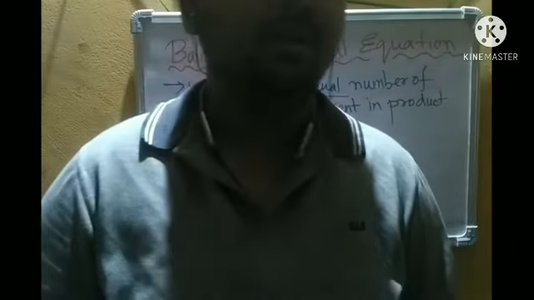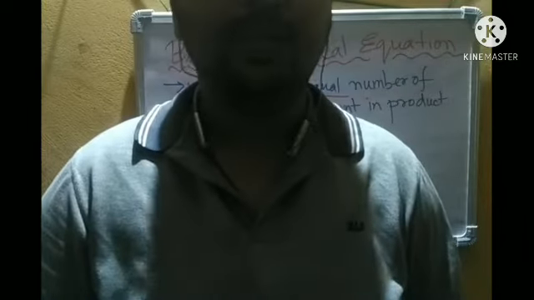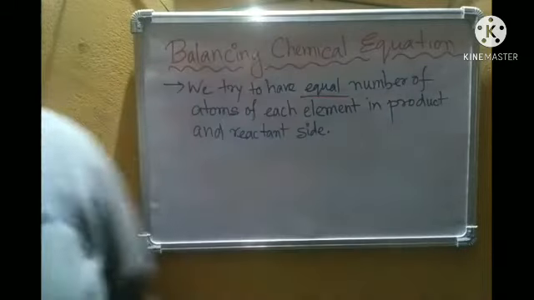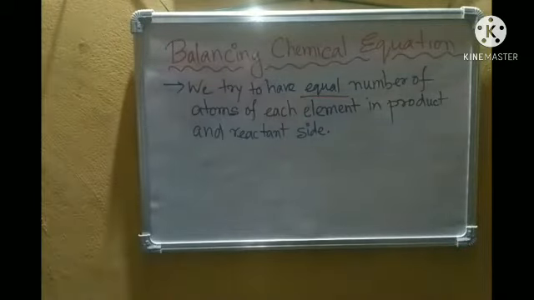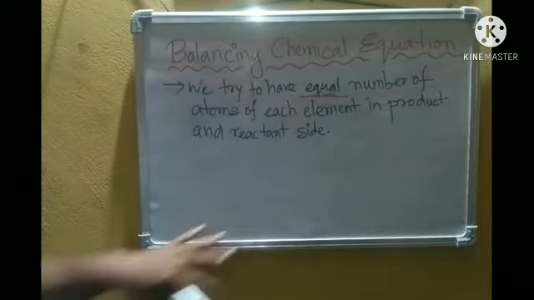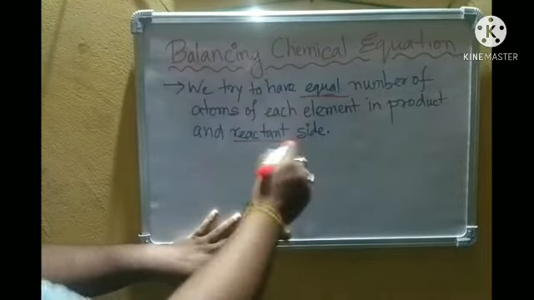Hello students. So today we will be learning about balancing the chemical equation. What is balancing a chemical equation? In balancing a chemical equation, we try to have an equal number of atoms of each element on the product and reactant side.